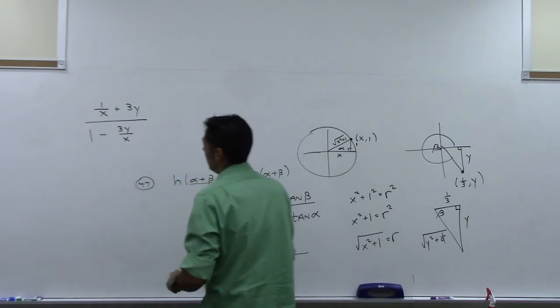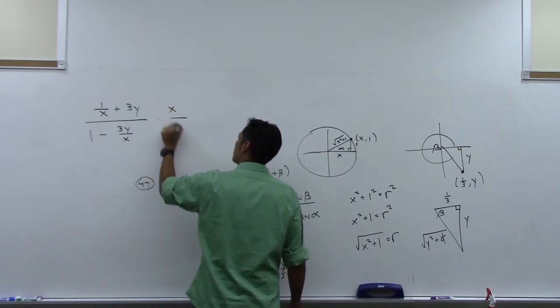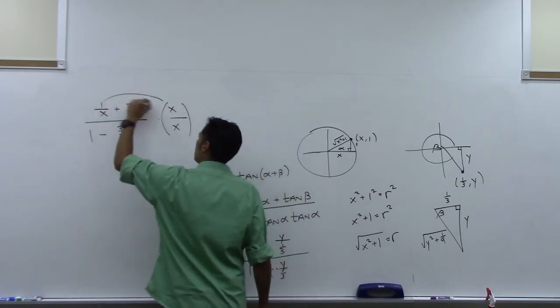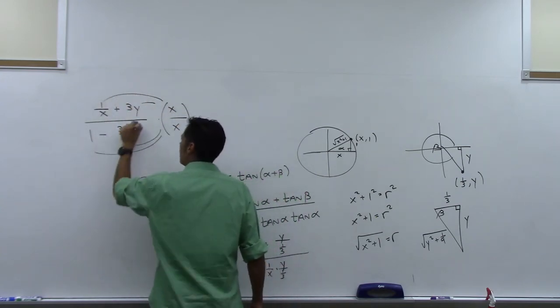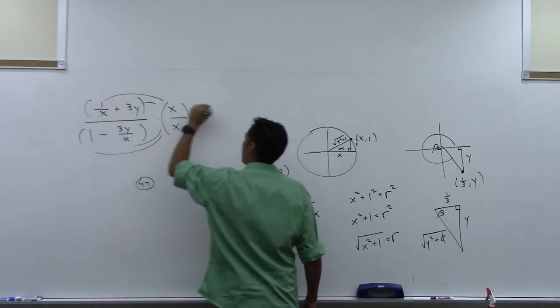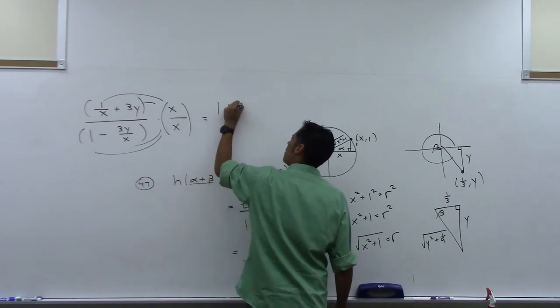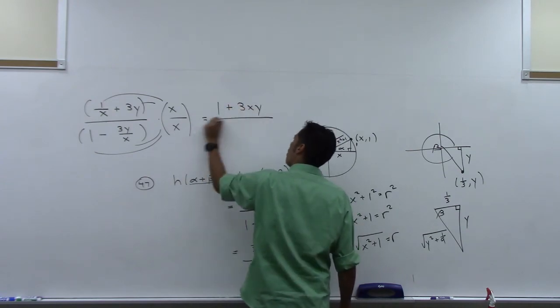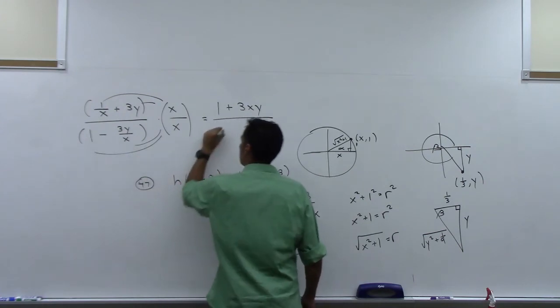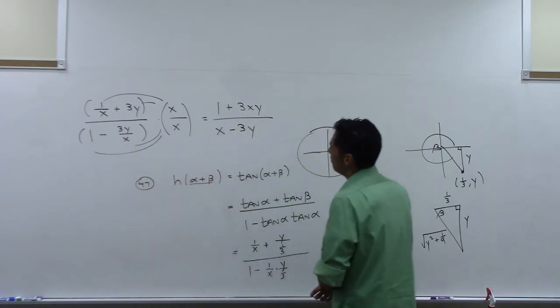All right, and then let's just multiply the top and bottom by x to clear fractions. So what you get here is x times 1 over x, which is 1, plus 3xy over, and then when you multiply here to here, you get x, and then minus 3y, like that.